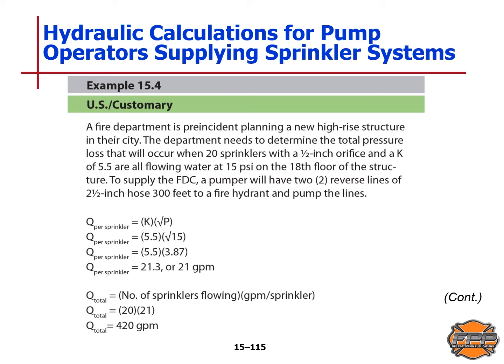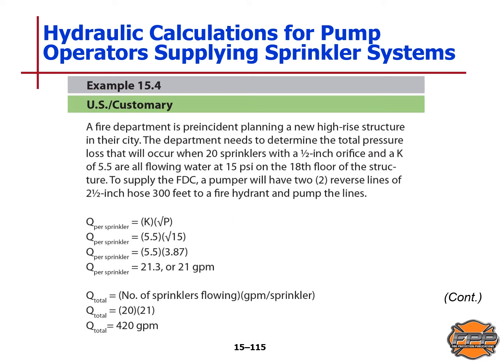To supply the FDC, a pumper will have two reverse lines of 2.5-inch hose 300 feet to a fire hydrant and pump the lines. So you've got Q per sprinkler equals K times the square root of P. So let's add our math. Q per sprinkler is 5.5 times the square root of 15. And when we do the math, we get Q per sprinkler is 5.5 times 3.87. So the total flowing, or Q, is 21.3, which is 21 gallons per minute.